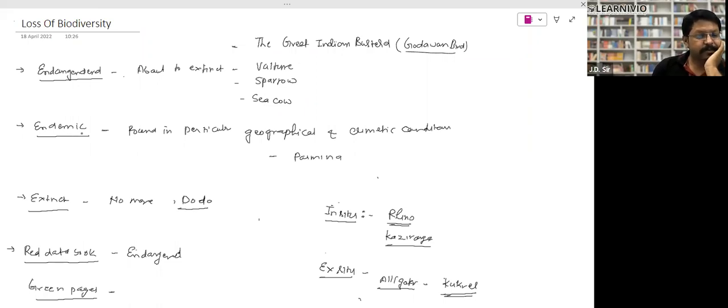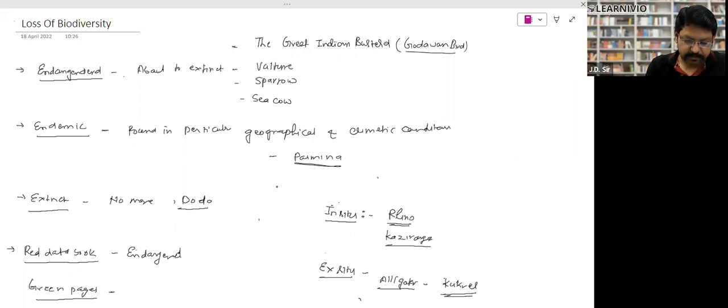And what are the endemic? Endemic are those which are found exclusively in a particular geographical area or particular geographical condition. What can be an example? Like there is Pashmina. What is Pashmina? I have seen that question. I was making a paper for NEET, so I have given a question. What is Pashmina? That is a previous question. Can you tell me what kind of animal this is? Well, it's a kind of yak. It's not a yak.